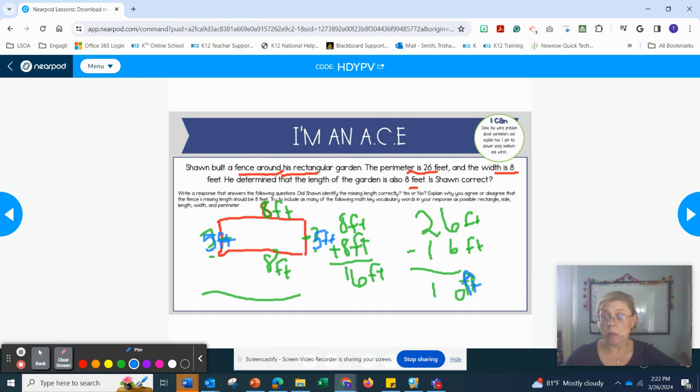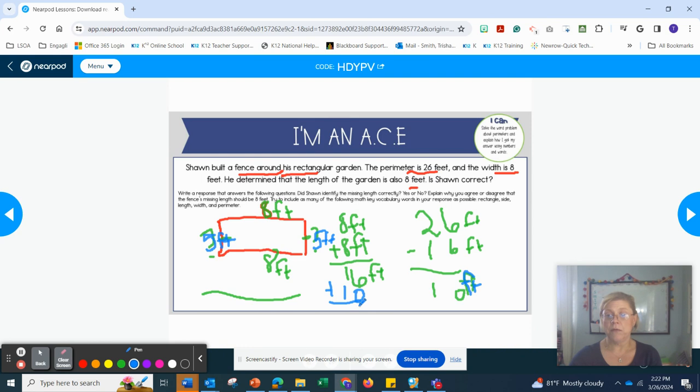This looks really wonky. Don't worry, I have another. So now we have 8 feet, 8 feet, 5 feet, and 5 feet. I want to make sure it all equals up to 26 feet. So 8 plus 8, we know that's 16. 5 plus 5, that equals 10. So let me add all that up.